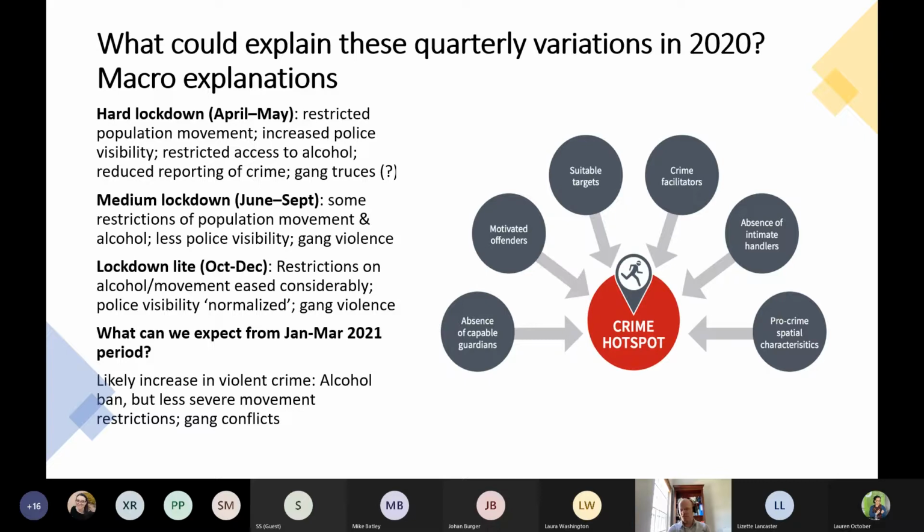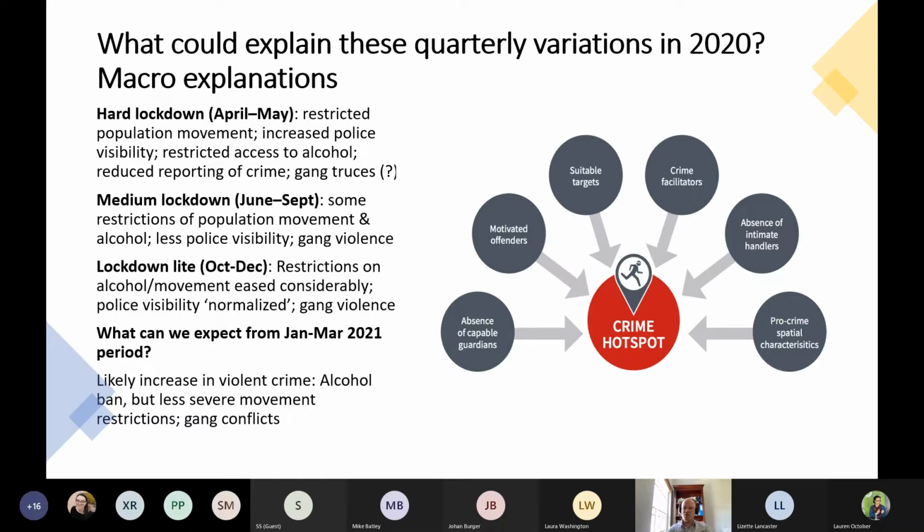And then just a sense of looking forward, what are we likely to see, certainly for the quarter from the 1st of January up until the end of March 2021? If we look at this particular model and look at the trends from what's happened in 2020, we're likely to see an increase in crime. Actually, I must say, we may not see an increase in crime. There needs to be a correction there because of the alcohol ban, certainly during January.